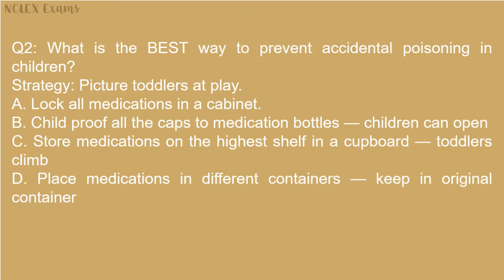Question 2. What is the best way to prevent accidental poisoning in children? Strategy: picture toddlers at play. A. Lock all medications in a cabinet. B. Child-proof all the caps to medication bottles children can open. C. Store medications on the highest shelf in a cupboard toddlers climb. D. Place medications in different containers, keep in original container.